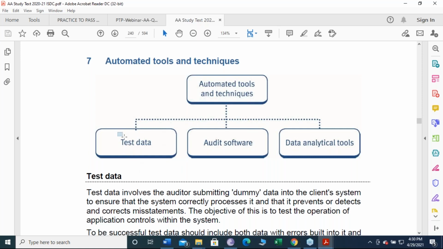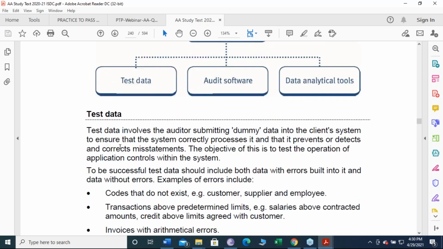The first technique is called test data. Now, what is test data? Test data involves the auditor submitting dummy data into the client system. Now, what you are going to do, you are going to enter a dummy data, a test data, a fake data into the client system, and the client system will process it.